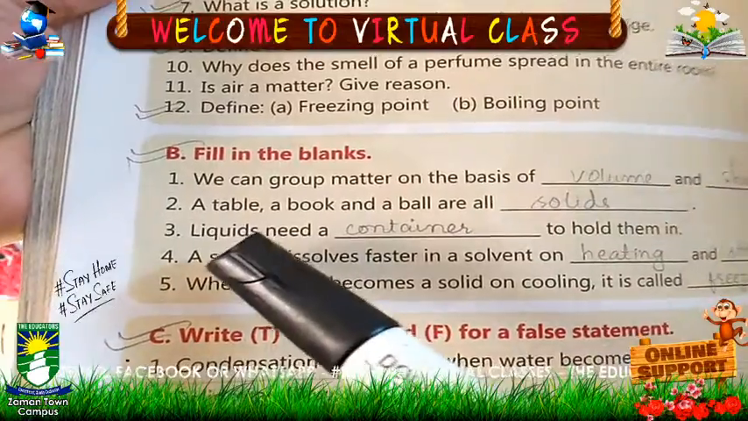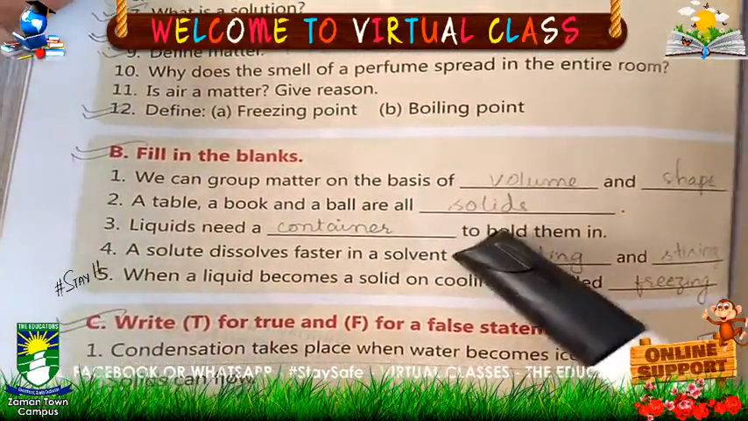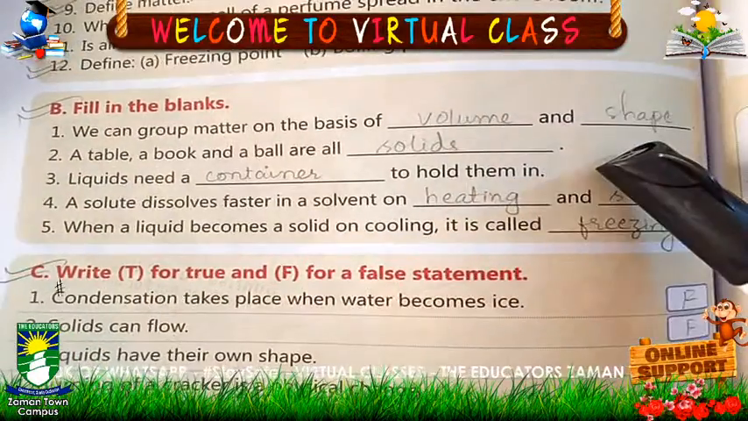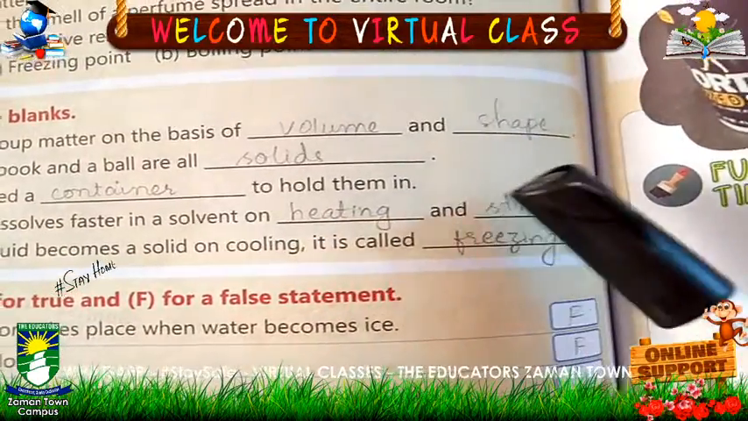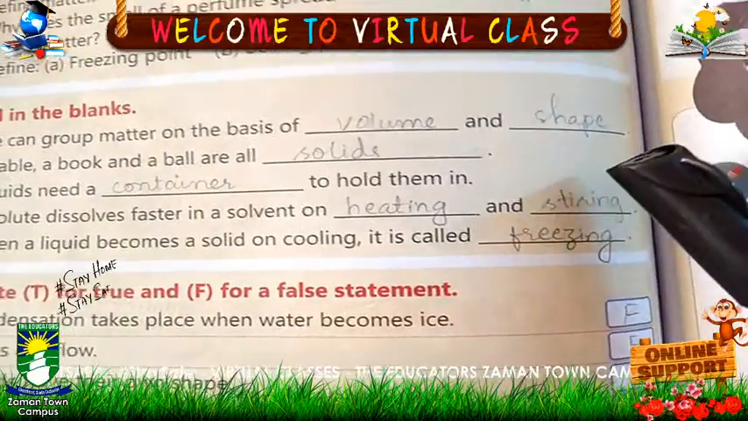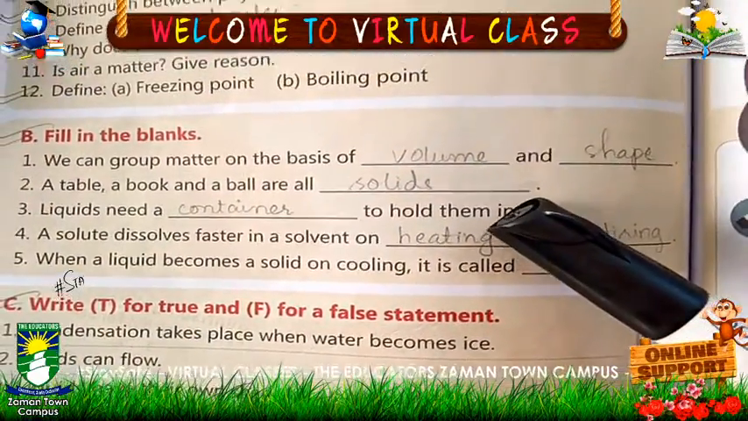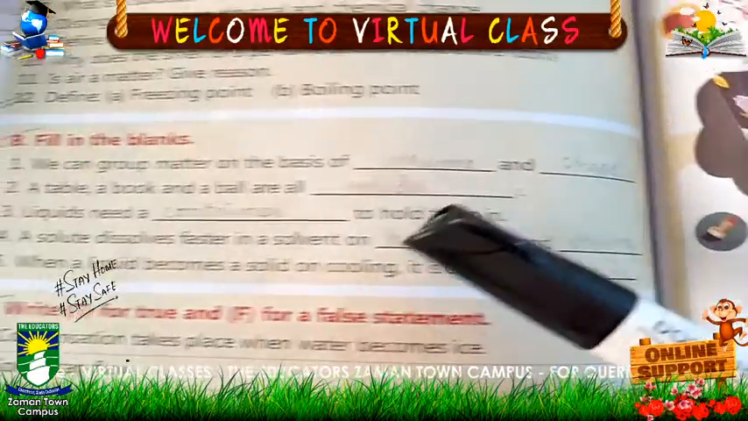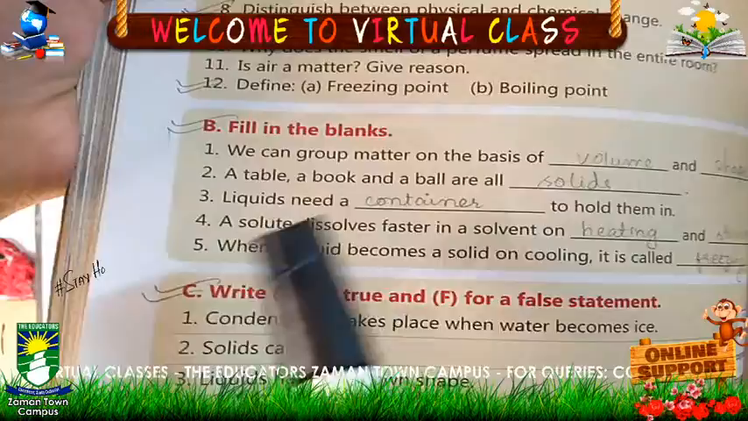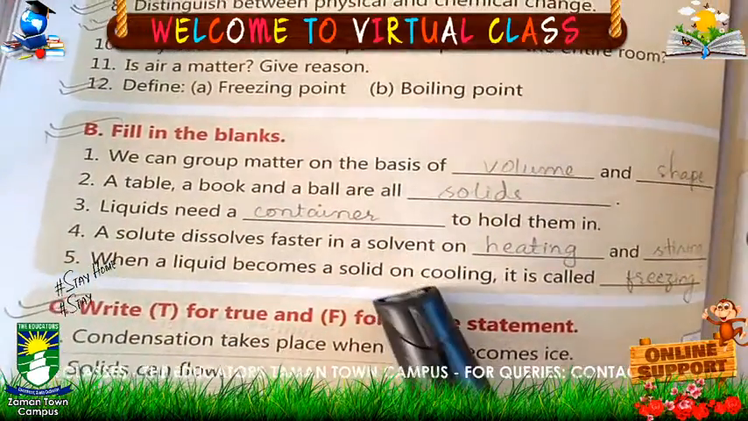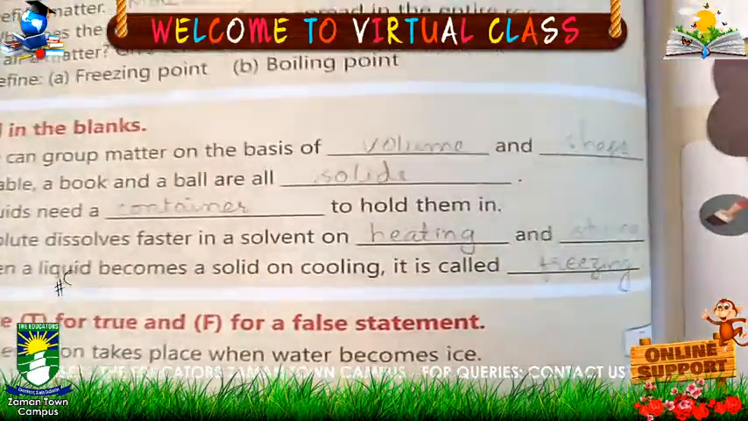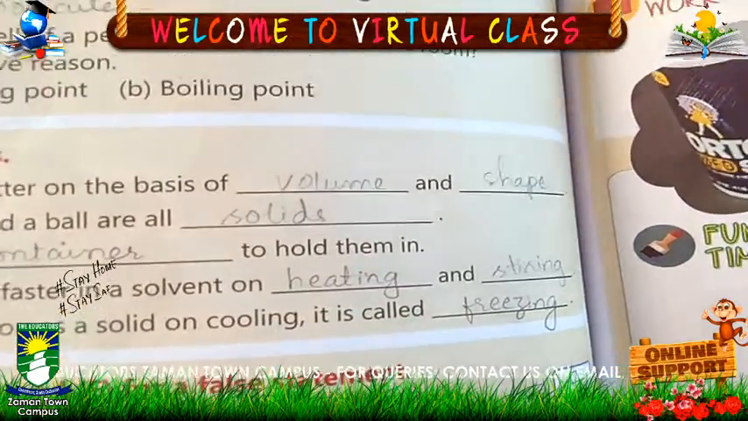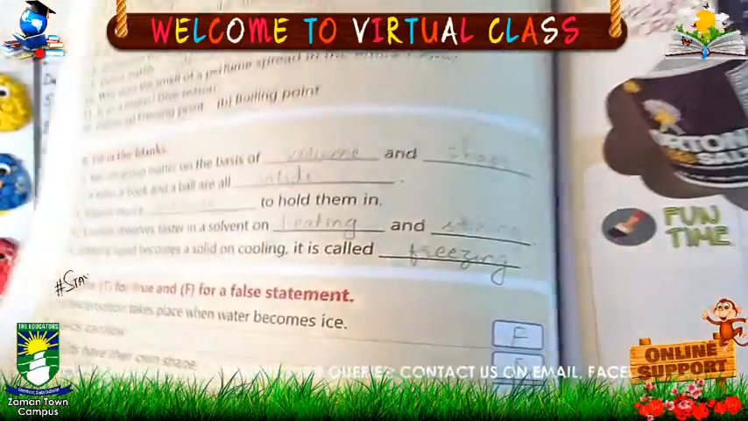Number 4: a solute dissolves faster in a solvent by two processes. Number 1 is heating. Number 2 is stirring. We can dissolve a solute faster into a solvent by heating and stirring. Now come to number 5. When a liquid becomes a solid on cooling, it is called freezing.